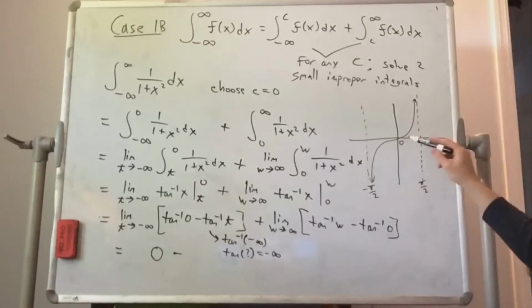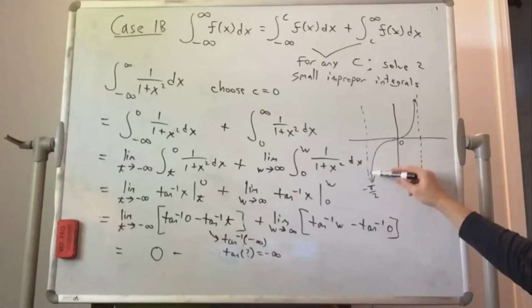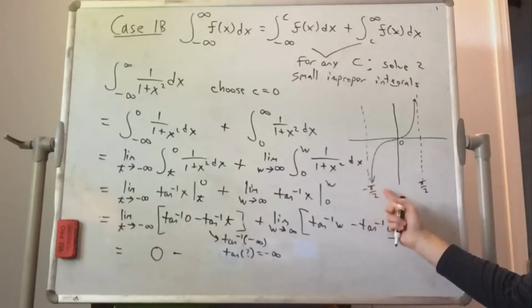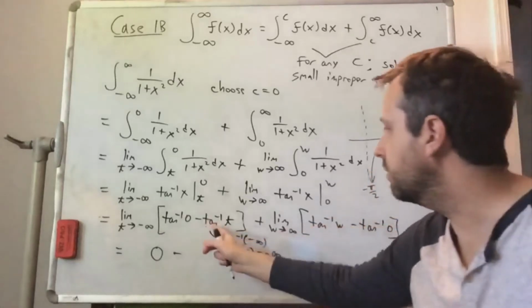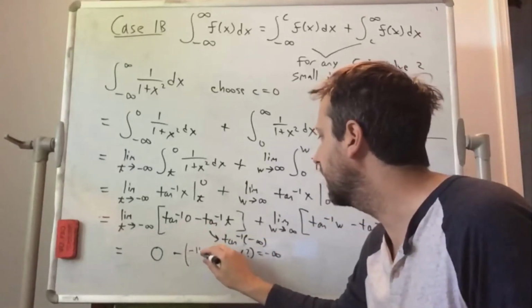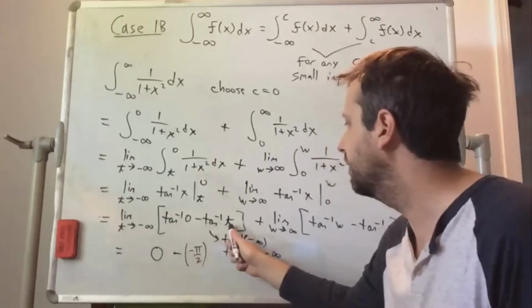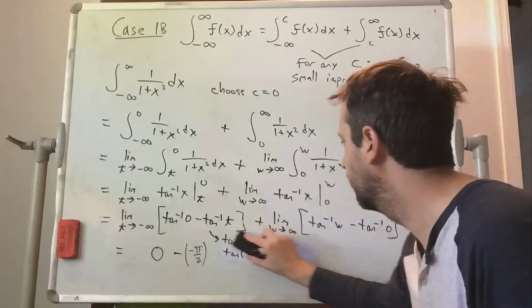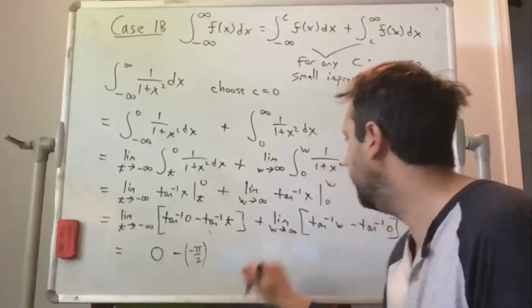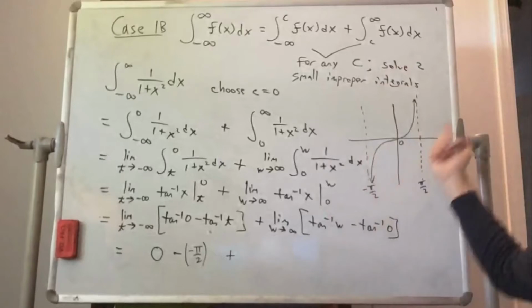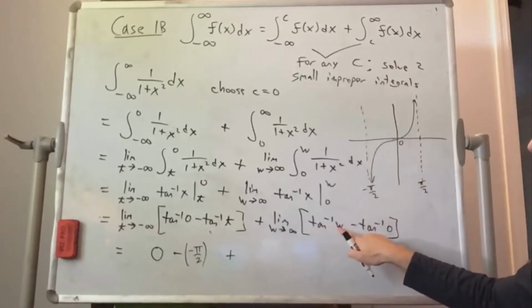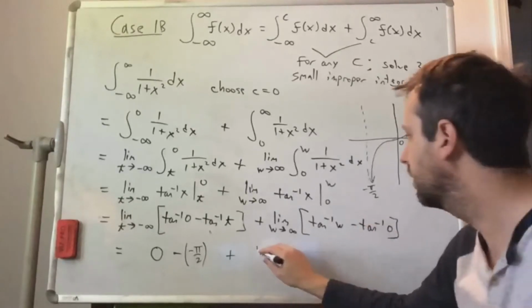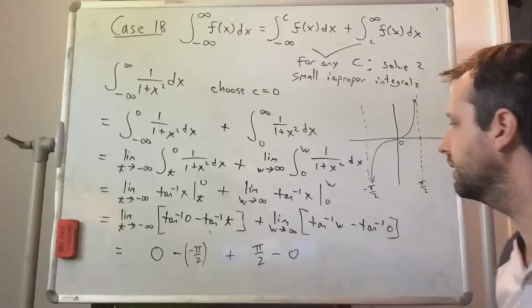All right, so where in this graph does the tangent function go to negative infinity? The answer is, in the limit anyway, at negative pi over 2. So this piece here would be negative pi over 2, tan inverse of negative infinity in the limit. Okay, now we can kind of see the answer for the other one. Tan inverse of infinity in the limit is going to be pi over 2. And minus tan inverse of 0 again is 0.